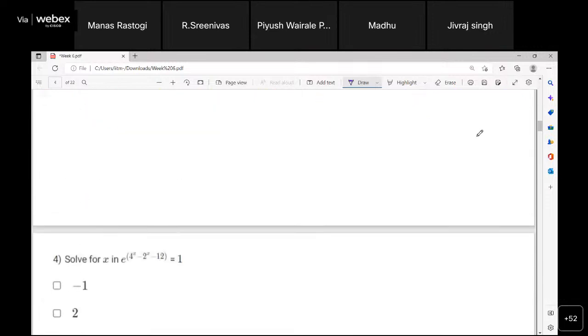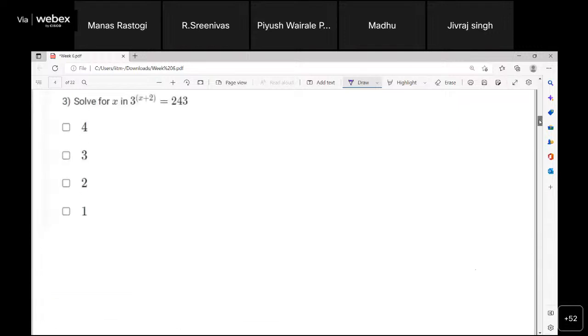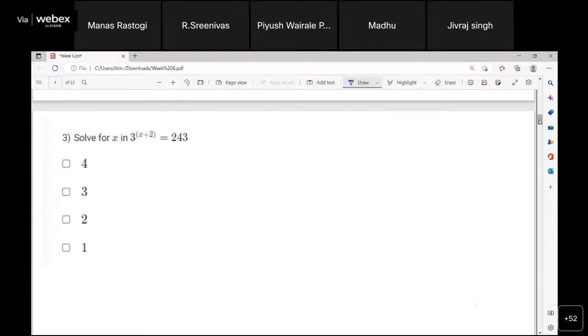This is the first question. I have taken this question from the activity and practice assignment. Anyone tell me how to solve this question? 3 to the power x plus 2 is 243. Find the value of x. We can write 243 as 3 to the power 5.